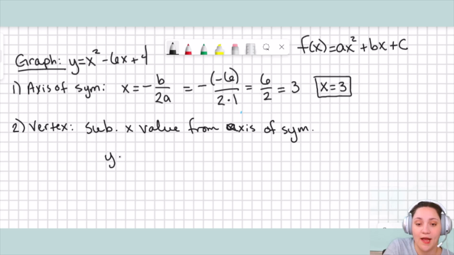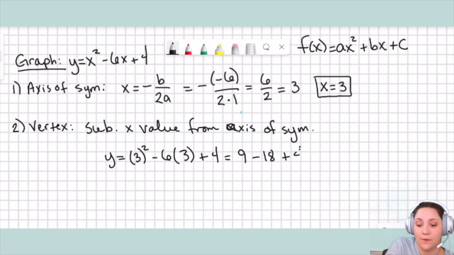So we have y is equal to, and we're going to use our original equation, positive 3 squared minus 6 times positive 3 plus 4. That is equal to 9 minus 18 plus 4, and that is equal to negative 5. So my vertex then is at the point with x value 3, and then negative 5.